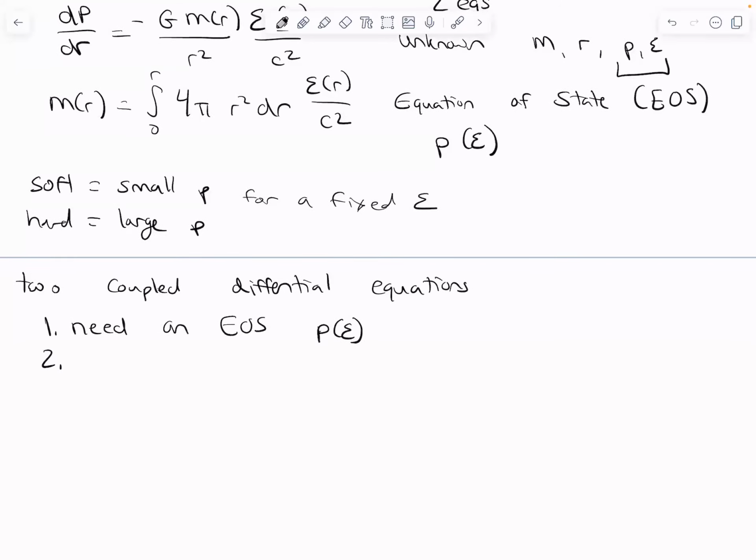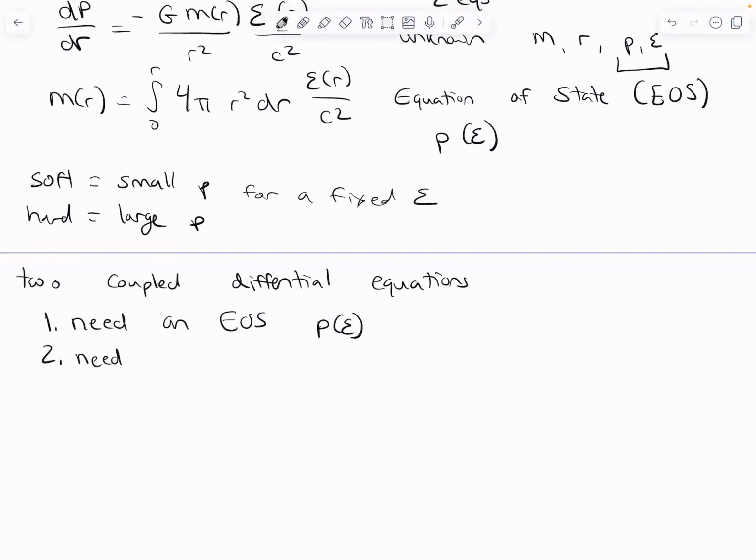Two, the next thing you need is an initial condition for epsilon of C. So epsilon of C is essentially choosing, I have some star, here's the center of the star, and at the very center, basically radius is equal to 0. Here's my radial coordinate. At the point that r is equal to 0, that is my central energy density.